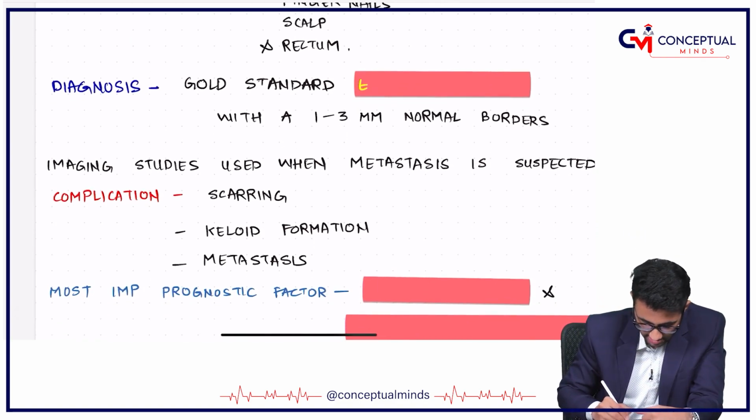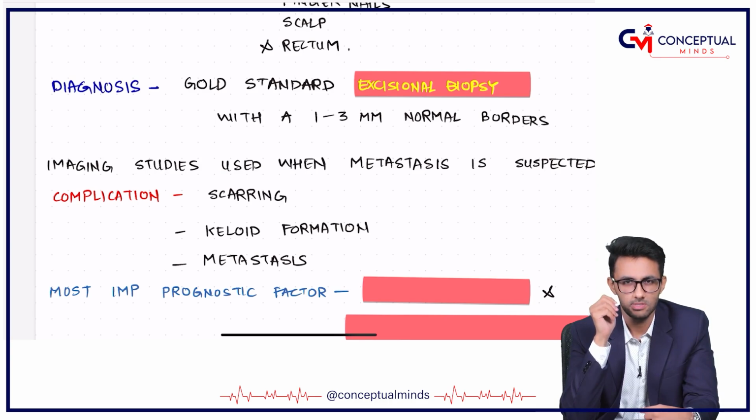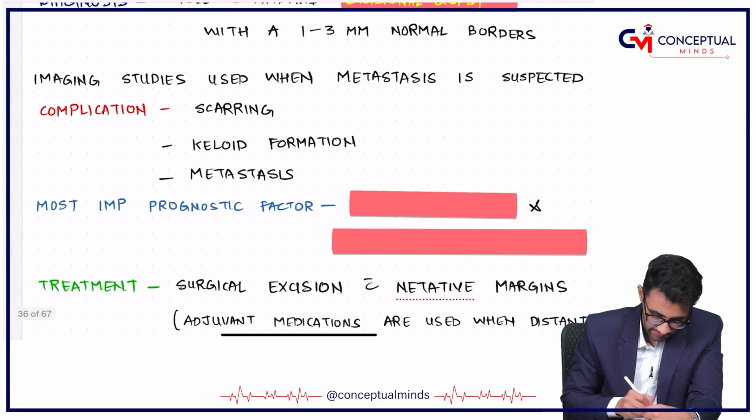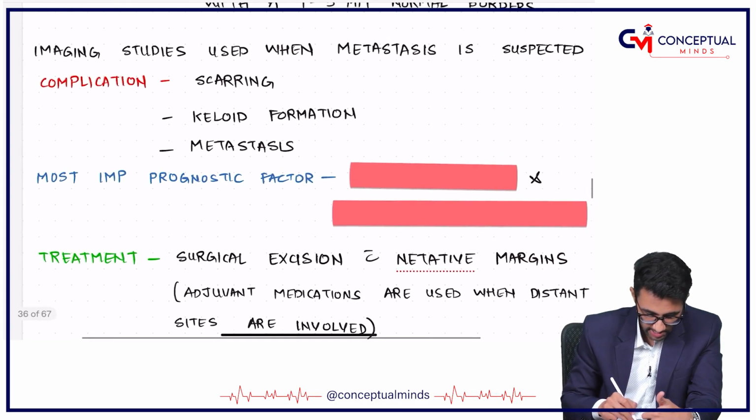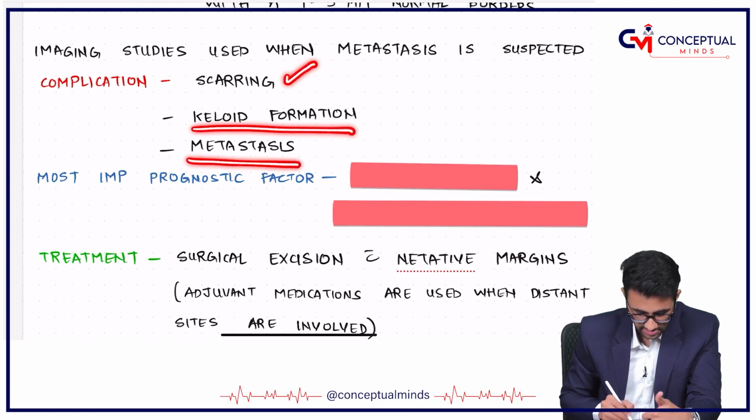Gold standard is excisional biopsy. By doing this, only then can we see the depth of the invasion. That is the most important factor in all of the classification. Imaging studies are not really used, only when there is metastasis. Complications: we can have some scarring, keloid formation, and metastasis.